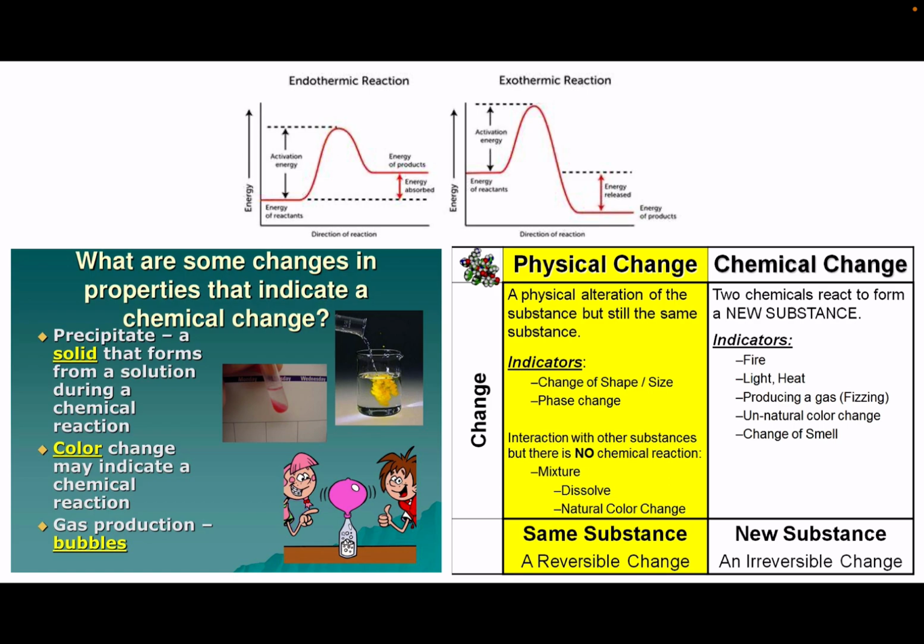Just a review of our old stuff. We've done physical and chemical changes for a while now. We've also talked about endothermic and exothermic reactions. This is just a graph of it showing you the energy difference between the products and the reactants, which is also why endothermic is cold, exothermic is warm.